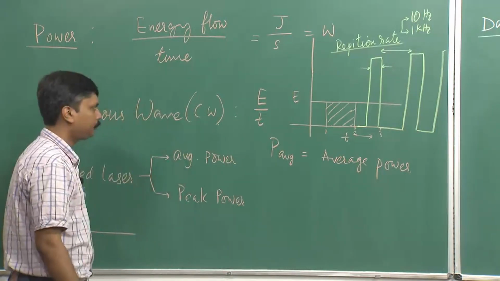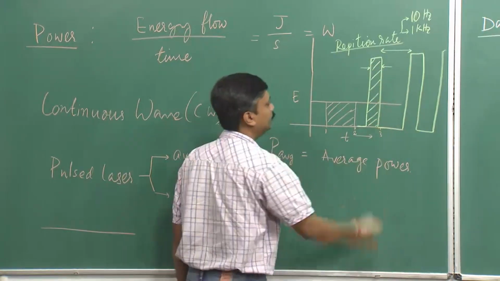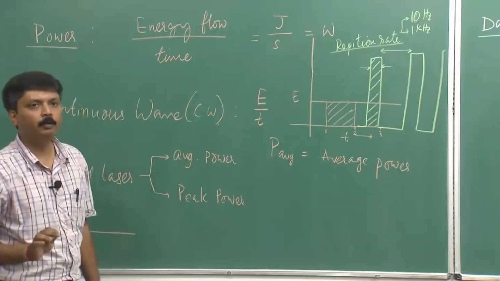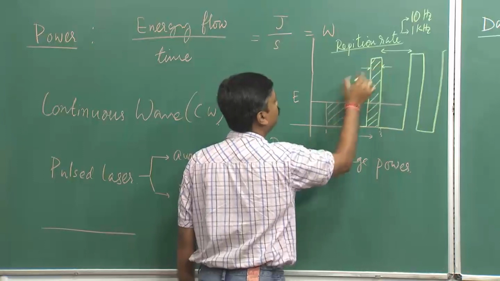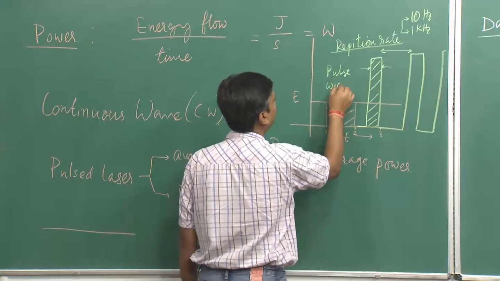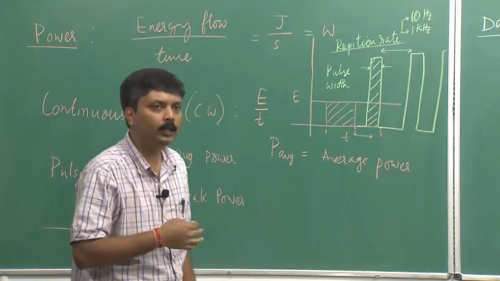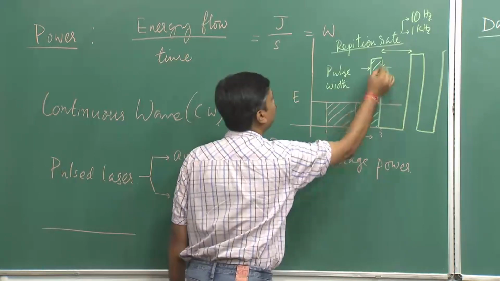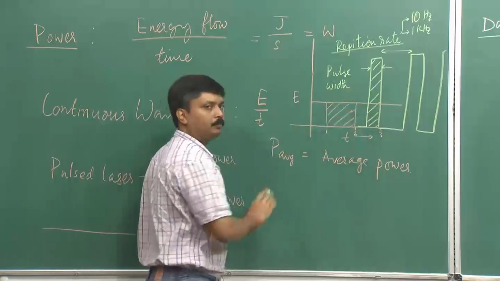Now this is on for only this time, and this has a particular width. For the time being, let us call this time width the pulse width. We will look at this term pulse width a little bit more closely in a while. So, for the time being, let us take this width as my pulse width, that is the duration of time when the light is on.